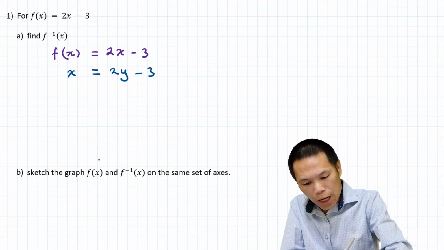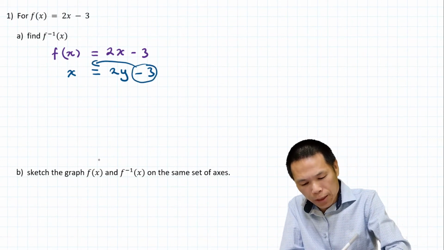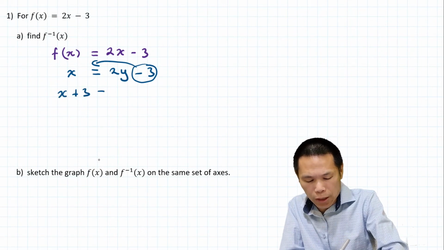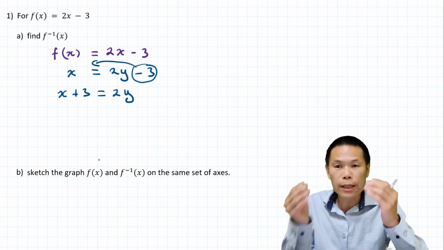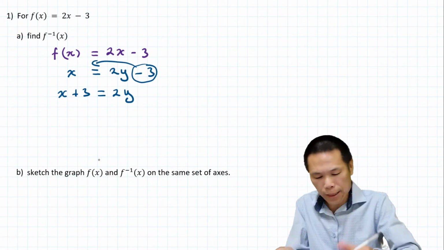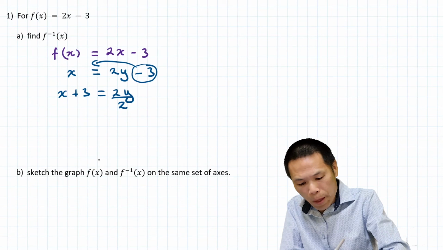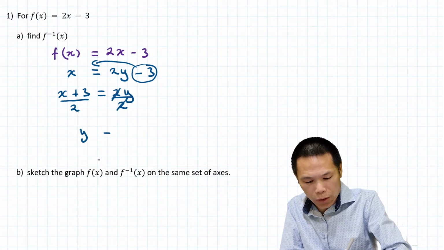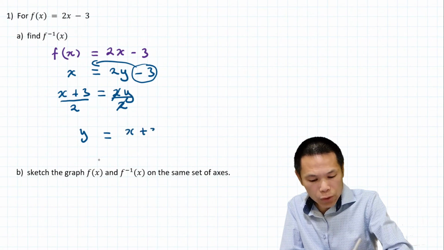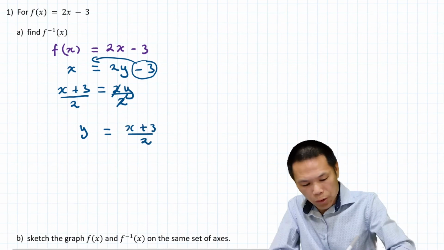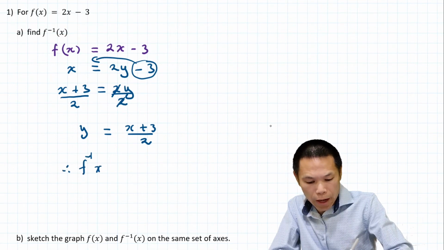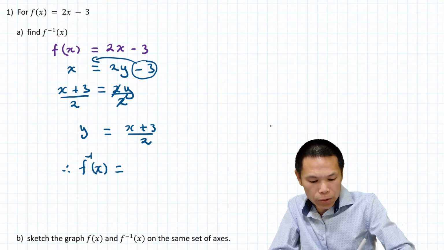Now the second step is we just need to make y the subject. To do this, I move this 3 to that side, so it becomes positive. So that means x plus 3 is equal to 2y. Now I just divide by 2 on both sides, and the whole lot must be divided by 2. So y is equal to (x plus 3) over 2. Therefore, the inverse function f inverse of x is equal to (x plus 3) over 2.